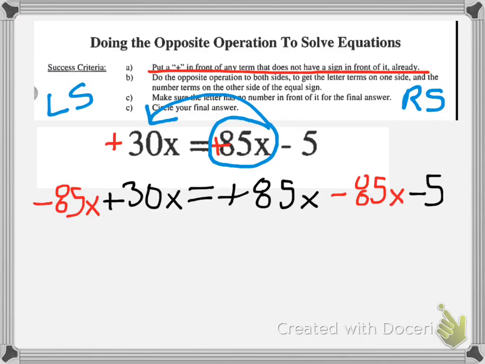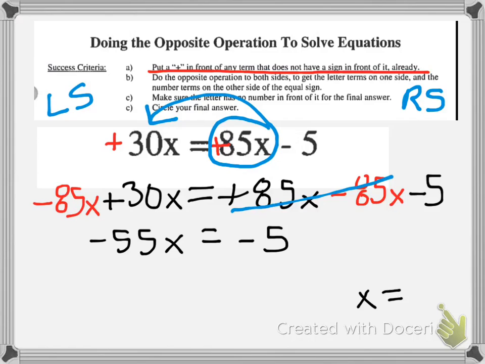So now we are going to collect like terms. So negative 85 plus 30 is negative 55, and those are x terms, equals, well, positive 85 minus 85 is 0, so those are gone, and we just have negative 5 on the right side. So once we have all our x terms on one side and the number terms on the other side, now we want to get x by itself, because if we're solving the equation, we want to end up with x equals some number, which will be our answer.